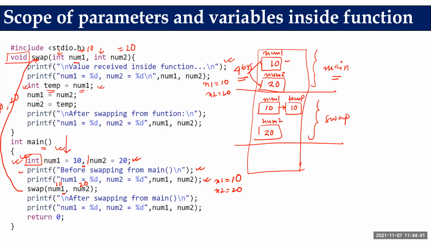Next, num1 equal to num2. Which num1? The argument, the local variable. Num1 equal to num2, so num2's value is going to be kept here. The 10 will be updated by 20. Next line, num2 equal to temp. What is temp? Temp is 10. So temp is coming here, and now num2 is updated to 10.